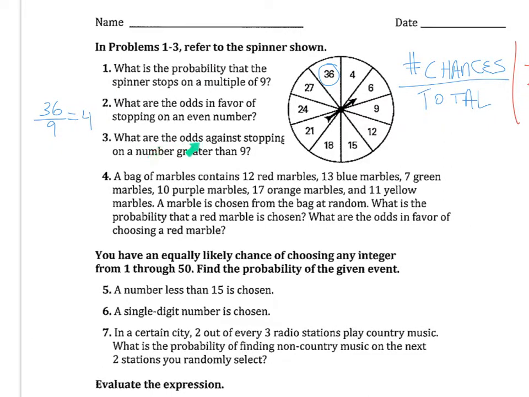On question number 3, what are the odds against stopping on a number greater than 9? So first, look at all the numbers that are greater than 9, quite a few of them. But they want to know what are the odds against stopping on this. So basically, who's not greater than 9? And then put that number over top of the rest. Again, it's all about remaining. For odds, you do not put the total number of spaces in the fraction like we do with probability. You put whatever's left.